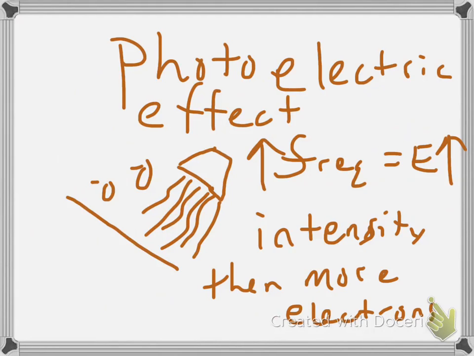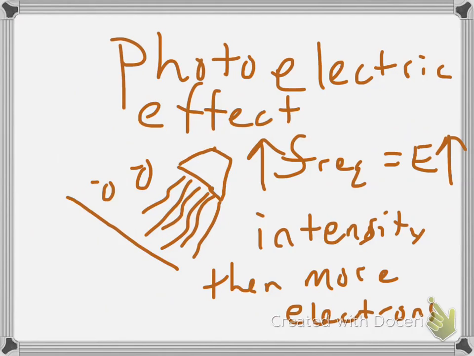And different metals react to different frequencies. There may be a minimum frequency required to create a photoelectron off of a metal. So anything below that minimum frequency is not going to cause a photoelectron to be ejected. Anything above would cause that to be ejected.